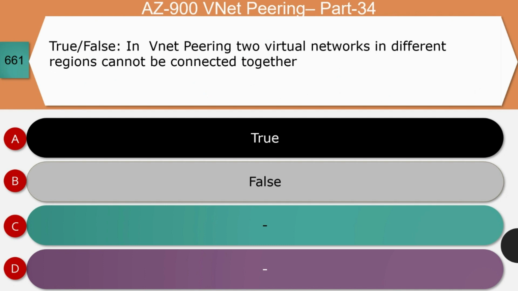Well, true or false? In VNet peering, two virtual networks in different regions cannot be connected together. Is it true or false? The right answer for this question is false. Using VNet peering, you can connect two virtual networks across regions using Microsoft Backbone connectivity. If you look into this question very carefully, the question is VNet peering, two virtual networks in different regions cannot be connected. Look out, cannot, and that's why the option is selected as false.